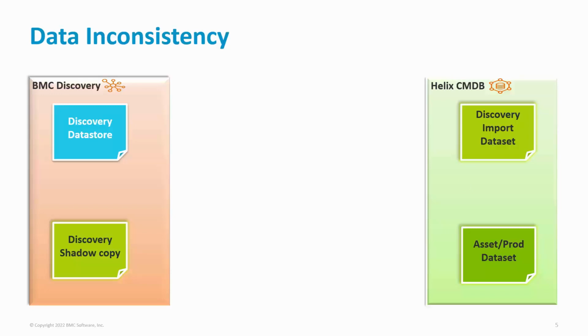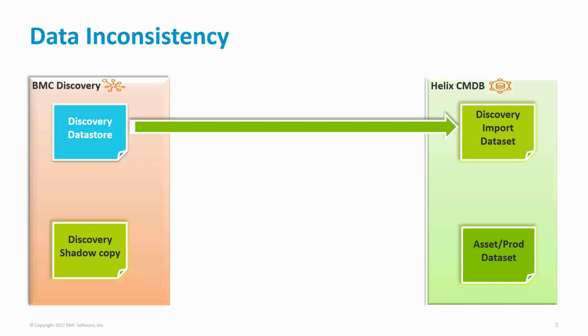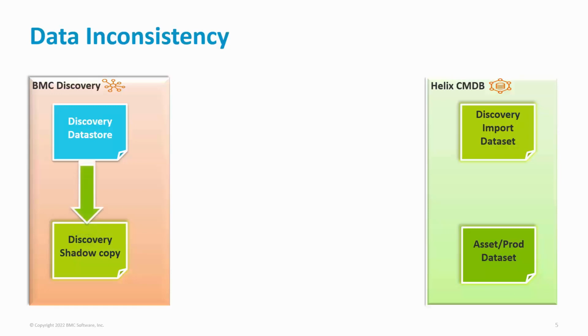In the previous slide, we saw that not all the discovered data will be synced into Helix CMDB. So if someone compares the data that is available in the discovery data store with the CI data that is available in the discovery import dataset in Helix CMDB, a data difference or inconsistency is expected. Similarly, if somebody compares the data that is available in the discovery data store with the CI data that is available in the discovery local shadow copy, which basically stores a copy or replica of the data that has been synced into the CMDB, then again a data difference or data inconsistency is expected.